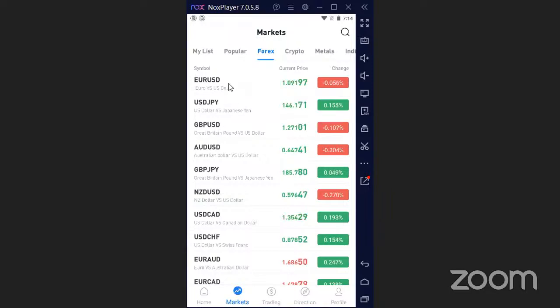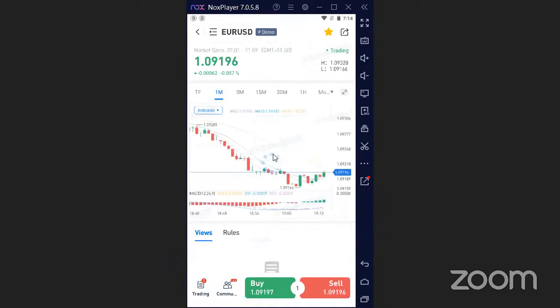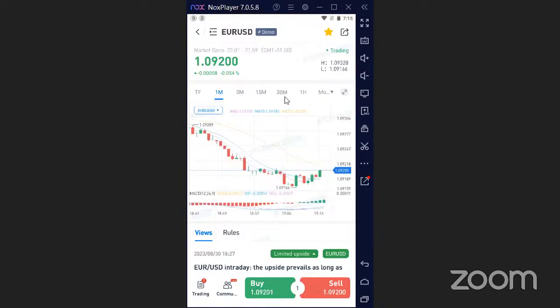With that said, now let's open any of these pairs here. You see here we have time frames. We call these time frames. On this time frame, you want to see how the market is moving at every time. So this is the 1 minute time frame.